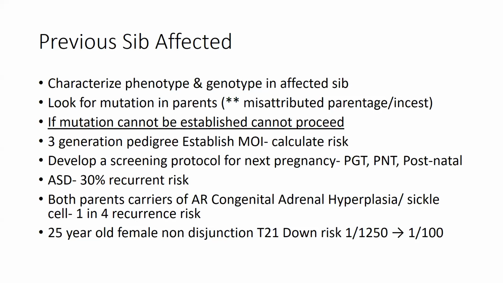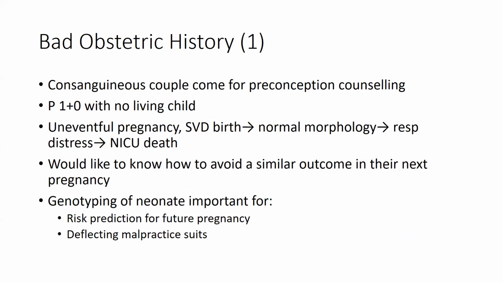Right, so let's say the entry point was a baby where the previous pregnancy involved congenital adrenal hyperplasia. You mapped out that mom and dad are both carriers, so now the risk is that of an autosomal recessive trait, which is 1 in 4. We talked about the 25-year-old. So you have somebody with a bad obstetric history, and where does genetics come in?